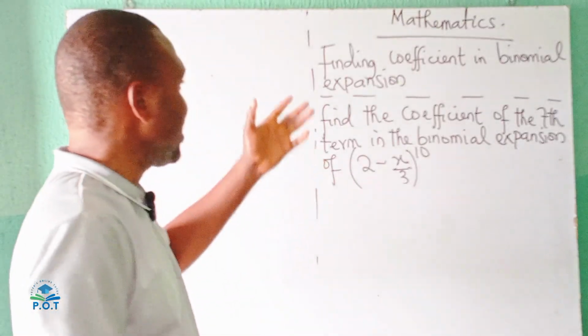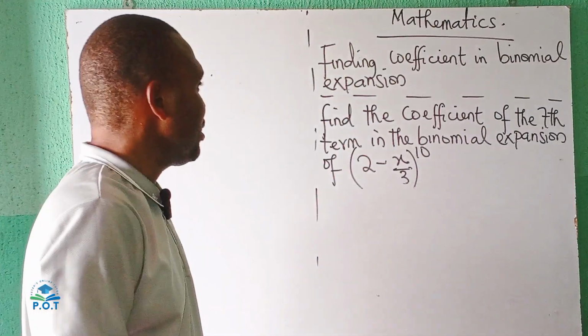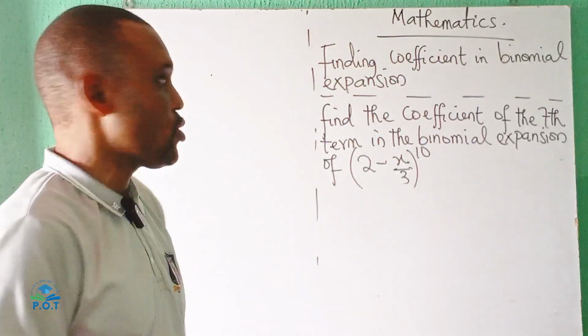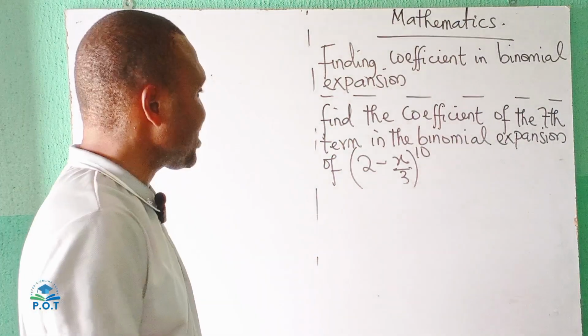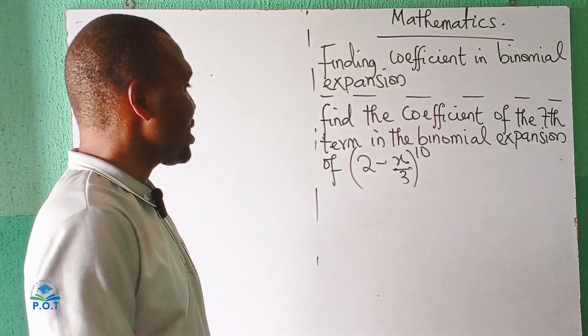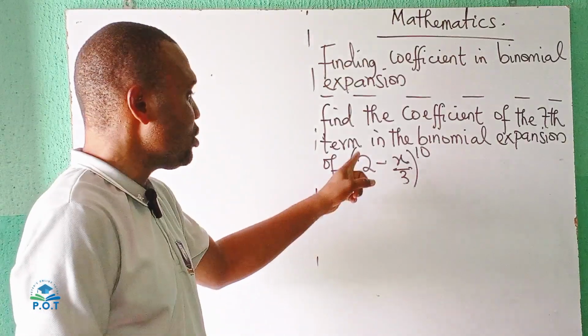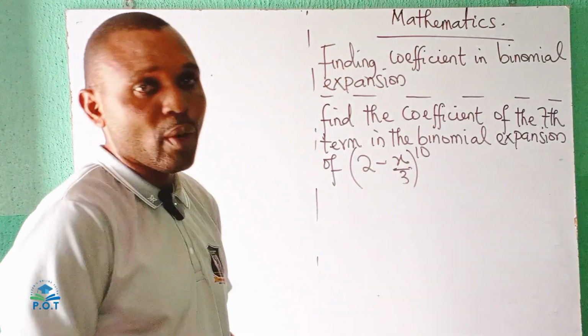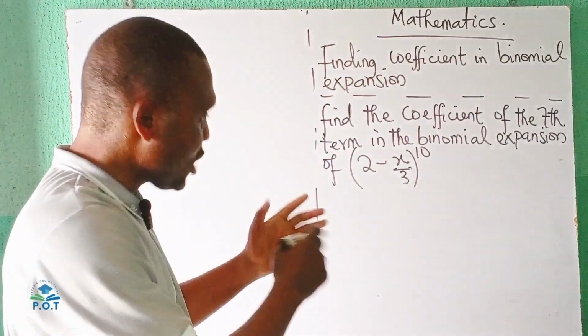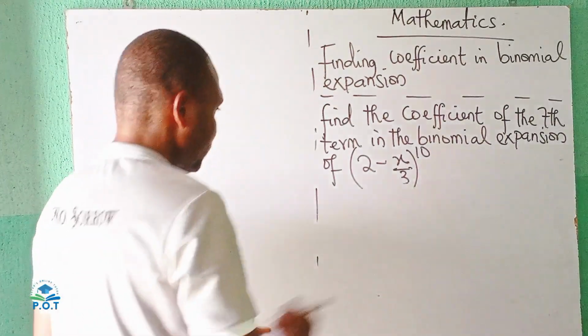And the topic here is finding the coefficient in binomial expansion. So you have a question on the board. It says find the coefficient of the seventh term in the binomial expansion of (2 minus x over 3) raised to the power of 10. Okay, so how do we solve this? Let's start.